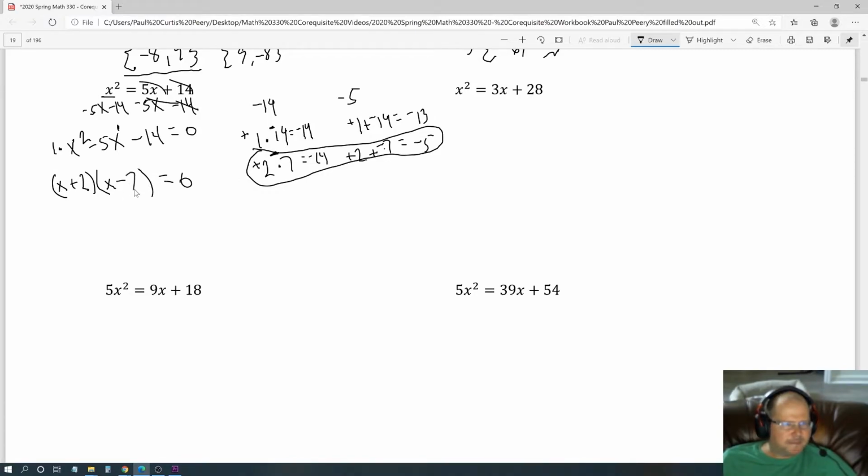Negative 7. Okay, so that means, now at this point, we know that x plus 2 multiplied by x minus 7 is equal to 0. Therefore, x plus 2 must be 0. 0 times anything is 0. Or x minus 7 is 0. Anything times 0 is 0. I know it's like a 6, but it's not.